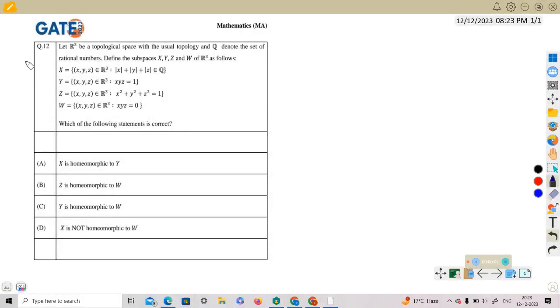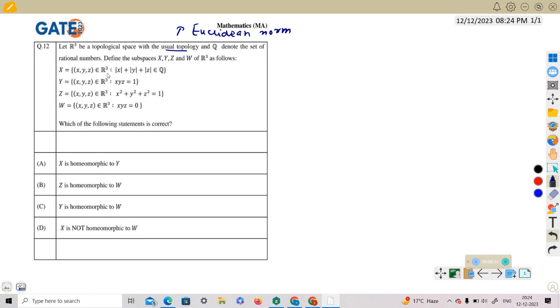So this is a question from GATE 2023, question number 12. Let R cube be a topological space with usual topology, meaning from the Euclidean norm, and Q the set of all rational numbers. Define subspaces X, Y, Z of R cube as follows.